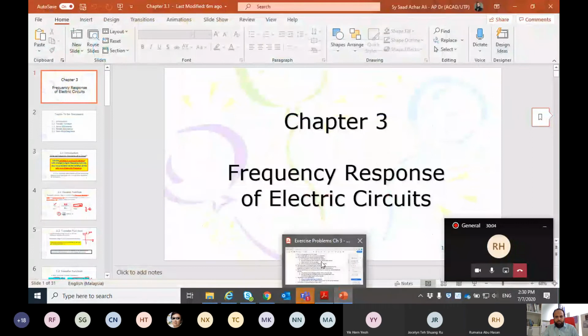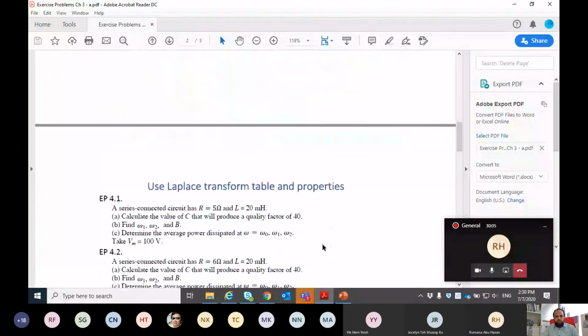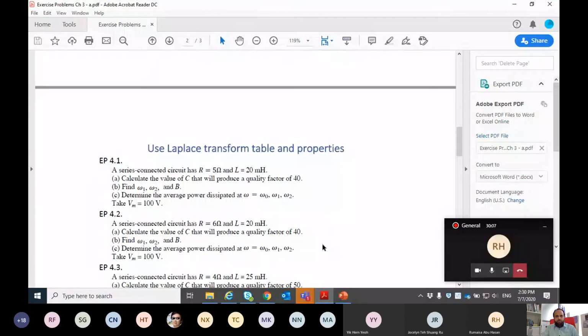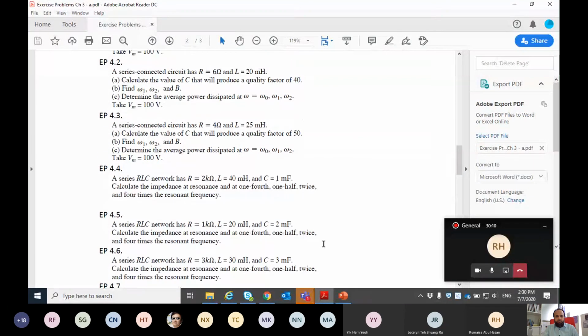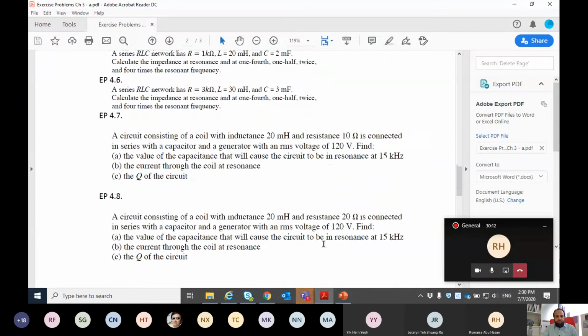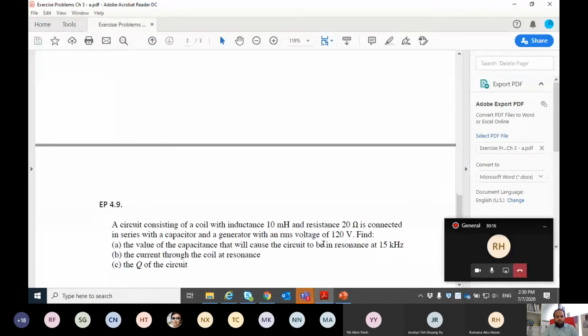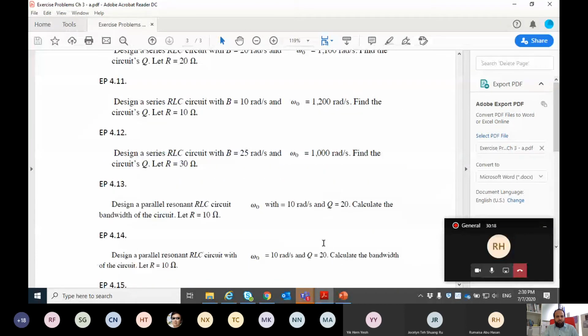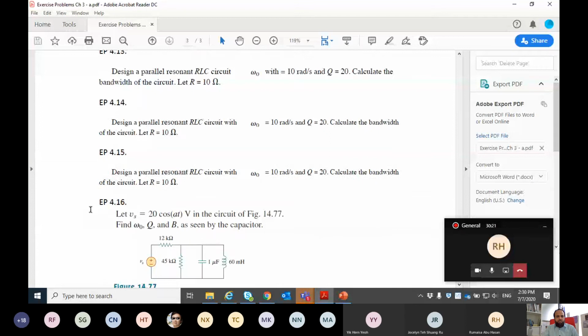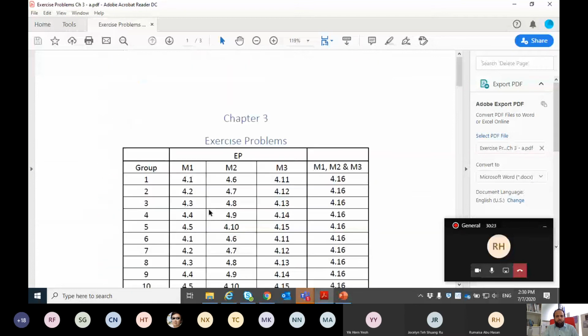So if we look at the problems I have already given, considering there are 3 or 4 different types of questions, and 4.16 is to be done by everyone. If you can see the table, all the members have to do 4.16. So M1, M2, M3 will be doing 4.1, 4.6, and 4.11, but 4.16 is to be done by all the members. Is that clear?